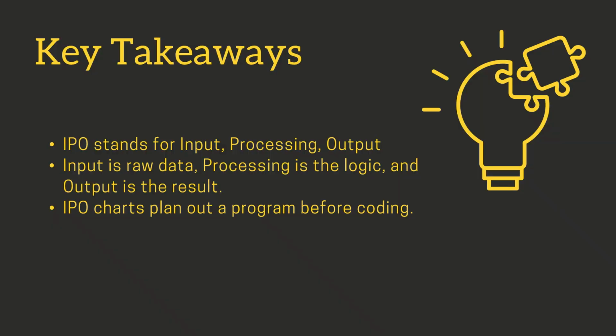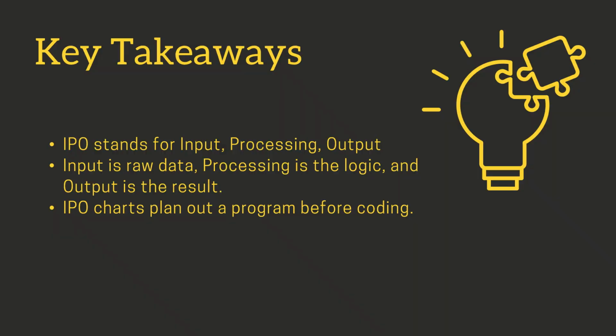Okay, let's wrap it up. So today we learned that IPO stands for input, processing, and output. And again, these are the foundations of all programming logic. Input is raw data, processing is the logic, and output is the result. Now, IPO charts, remember, are simple tools that help us to clearly plan out our program before we even start writing any line of code.